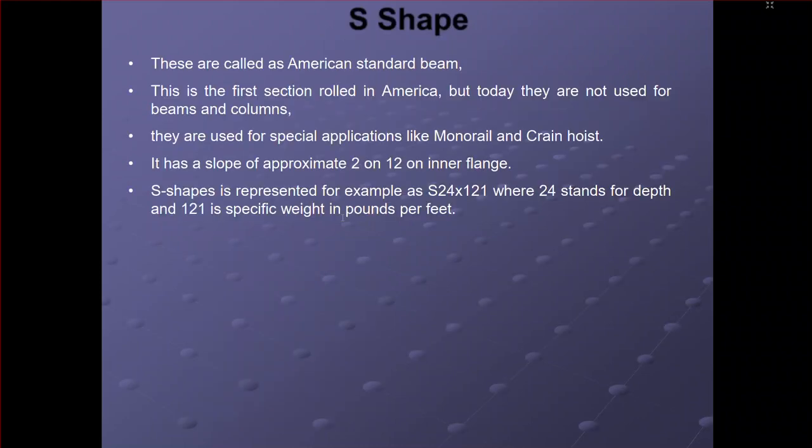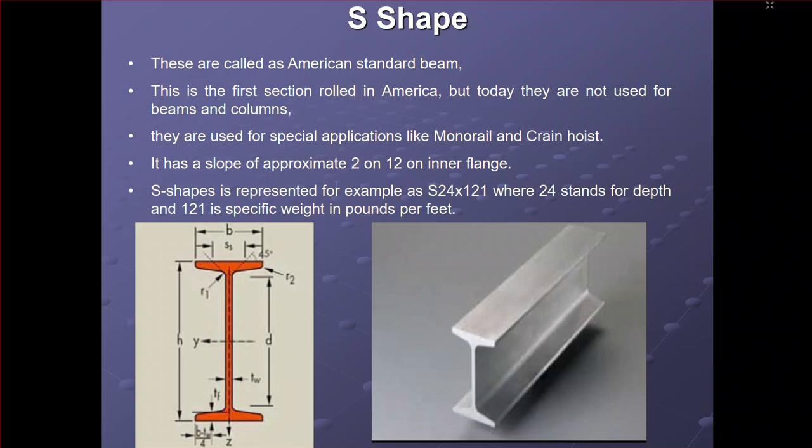Next we go to the S shape. S shapes are also called American Standard Beam. This is the first section rolled in America, but today they are not used for beams and columns. They are used for special applications like monorails and crane hoists. It has a slope of approximately 2 on 12 on the inner flange. This is the most important, 2 on 12. An S shape is represented, for example, as S24 x 121, where 24 stands for depth and 121 stands for specific weight.